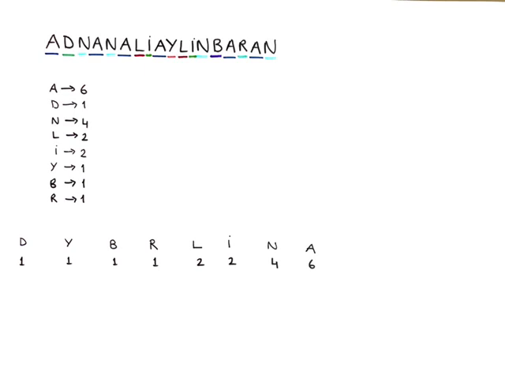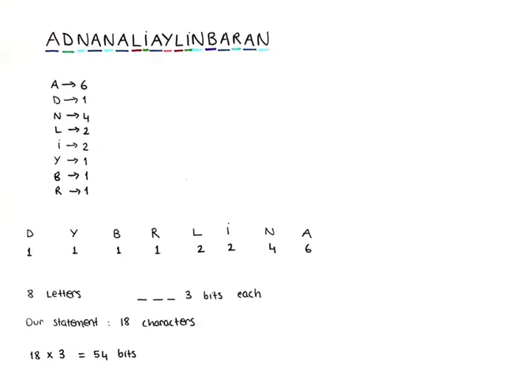But before that, if we code these letters without using any particular algorithm, we need to use 3 bits for each letter because we have 8 different letters, and with using 3 bits we can make 8 different combinations. Our statement has 18 characters in total, and 18 times 3 gives us 54 bits to code this. Let's apply Huffman coding this time.